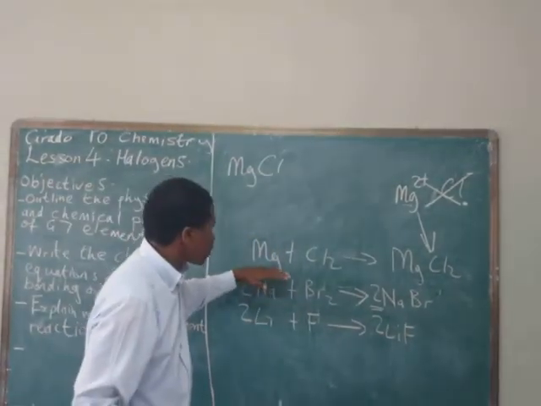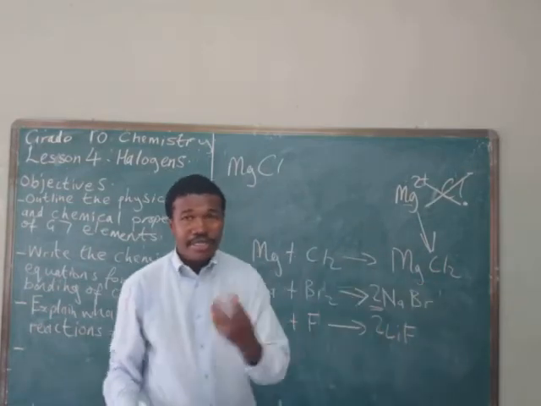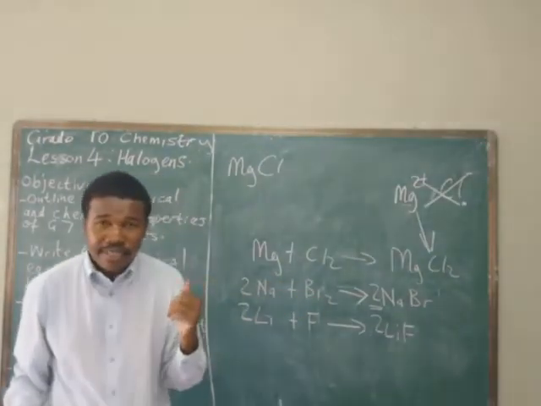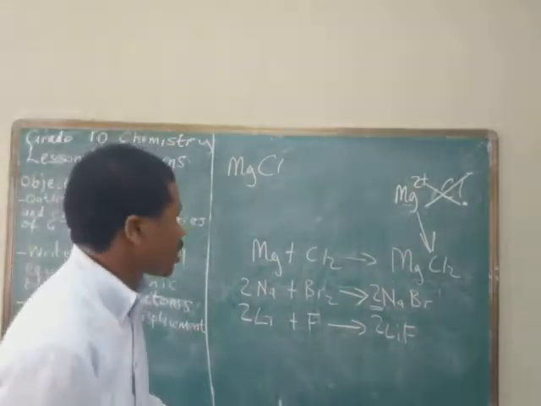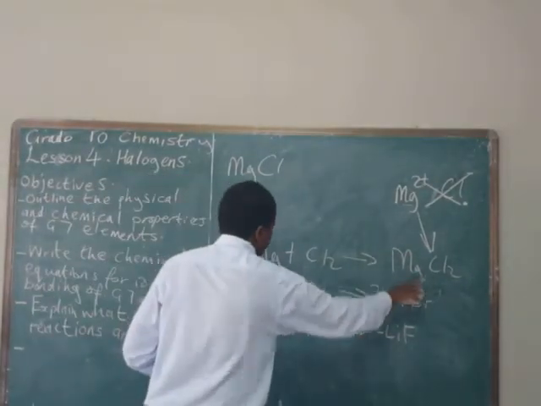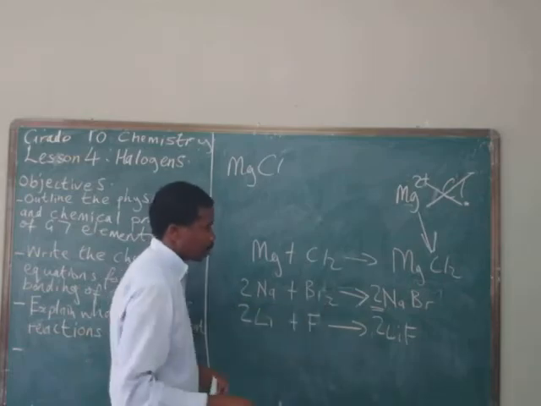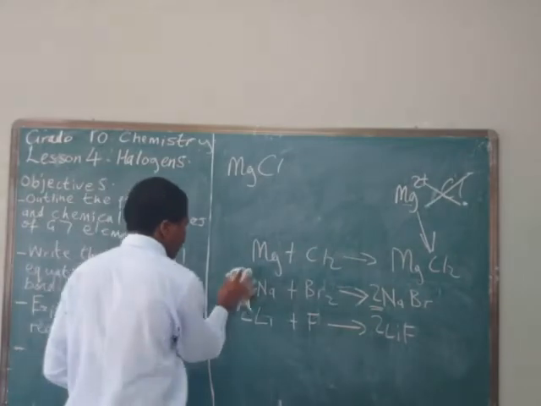For your equation, it just then becomes Mg plus Cl2 to produce MgCl2. Why do you write Cl2? Because we said in the previous lesson, group 7 elements are always diatomic. Now let's look at sodium plus bromine. Before we balance the equation, I've already balanced these ones.